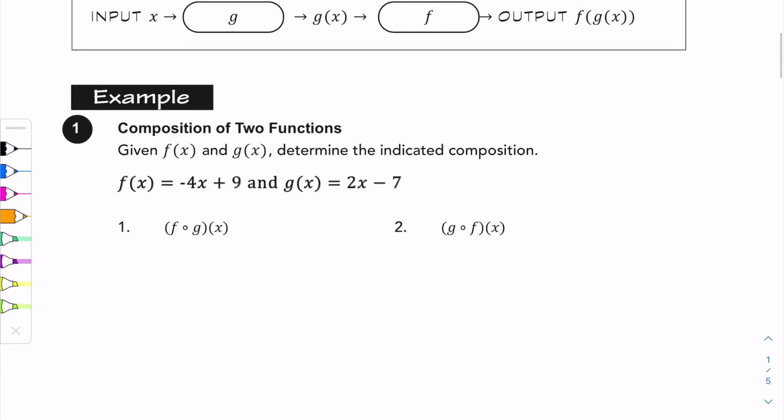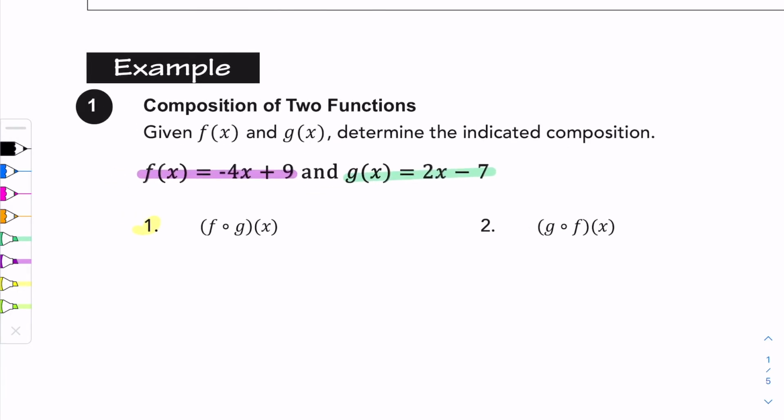If we look at example set 1, we have two functions. We have f of x is equal to negative 4x plus 9, and we have g of x that's equal to 2x minus 7. Number 1 is telling us to evaluate the function at f of g of x. This stands for of. It's the same thing as saying f with an input of g of x.